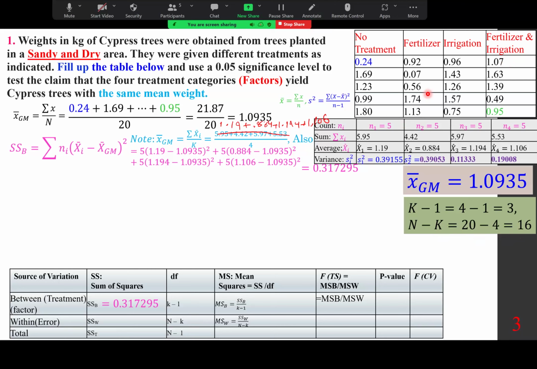And so with that being the case, what is this? The mean square in between. You have to divide this one by k minus 1. So first of all, put those numbers 3 and 16. And by the way, this is the total: sum of squares in between, sum of squares within, sum of squares total, and this is degrees of freedom, 3, 16, add them up. And now this one, we have this number divided by 3. And when you divide this one by 3, it gives you 0.105765, goes in here.